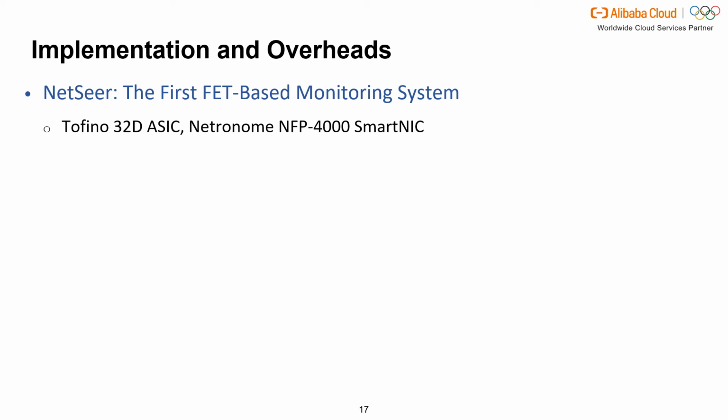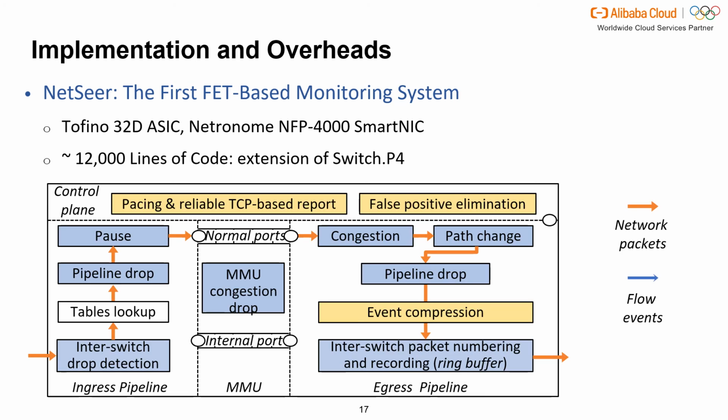We have implemented the prototype design on Tofino and SmartNIC. The implementation has about 12,000 lines of code, and NiceR data is implemented as an extension of switch P4. This is the overall implementation of the NiceR switch.